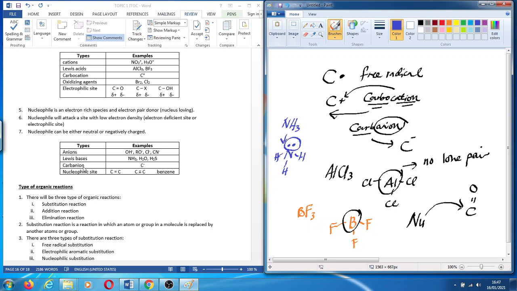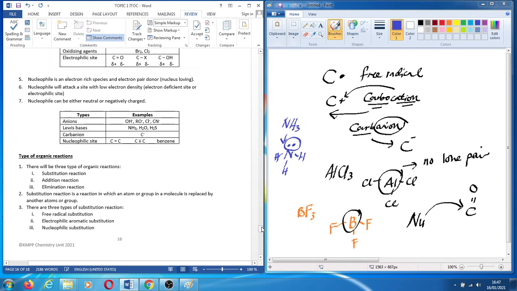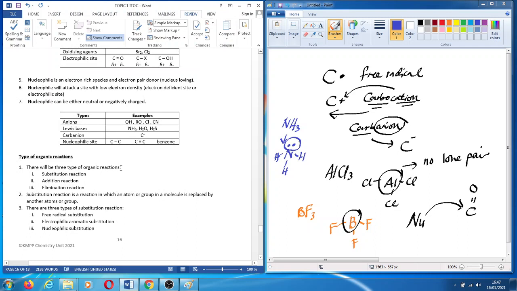And then carbanion, the nucleophile side. Here, C double bond C and C triple bond C show you the site rich in electrons. And also benzene. And then the last one is about the types of organic reaction.